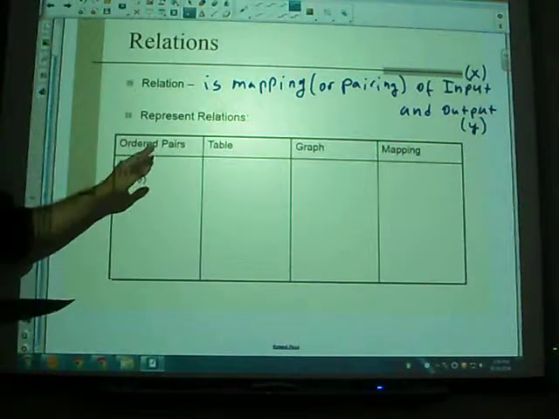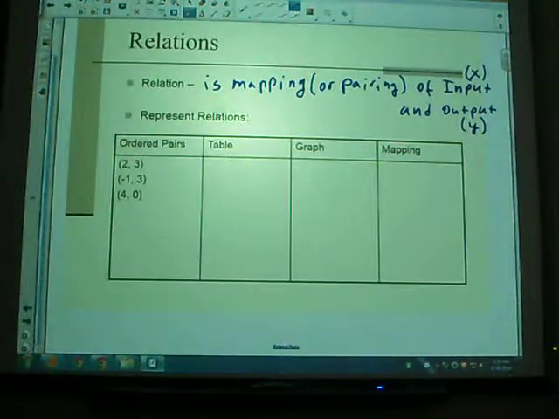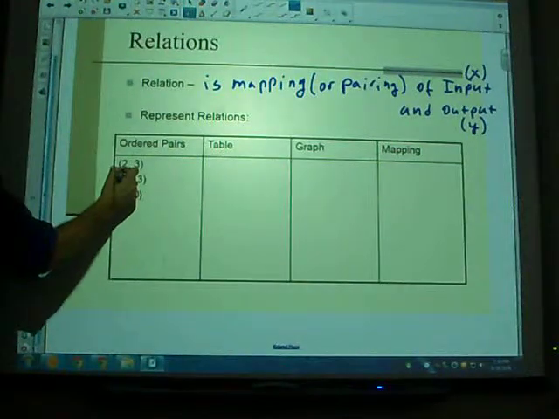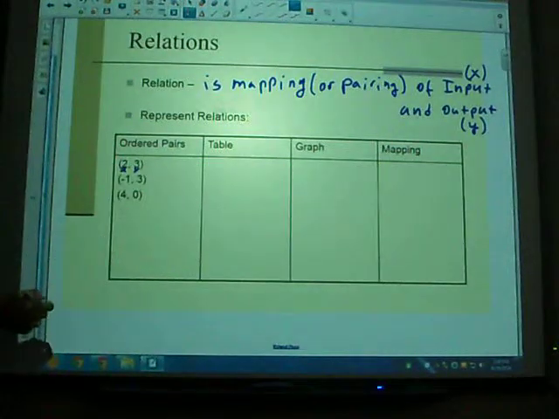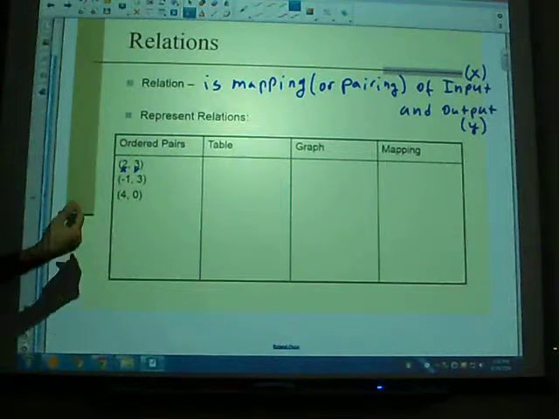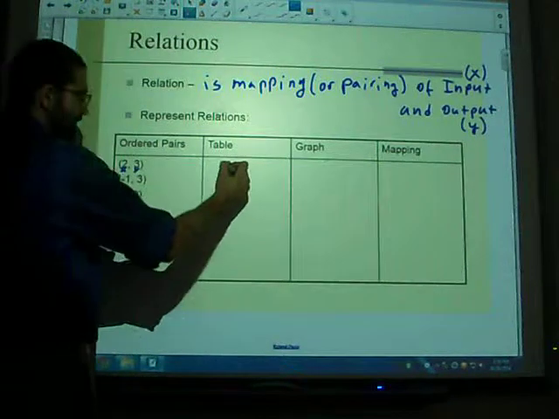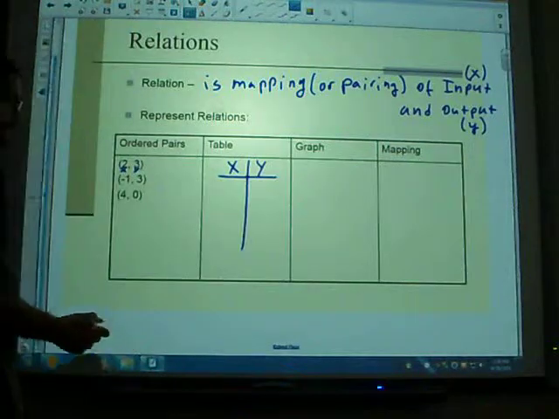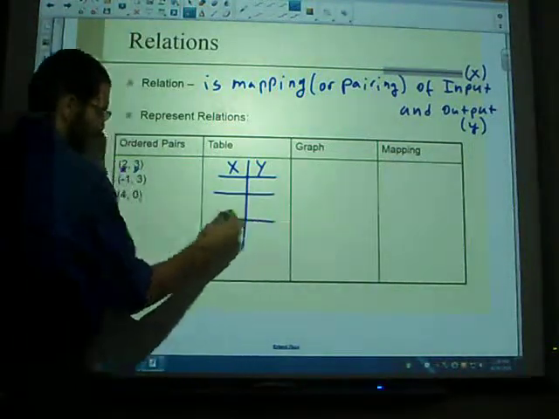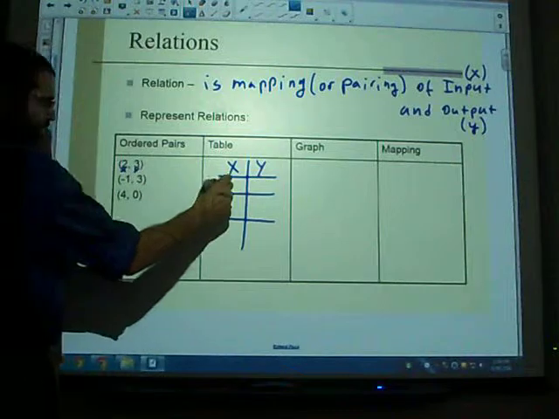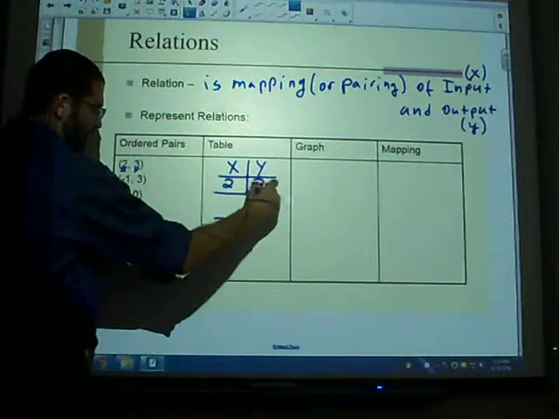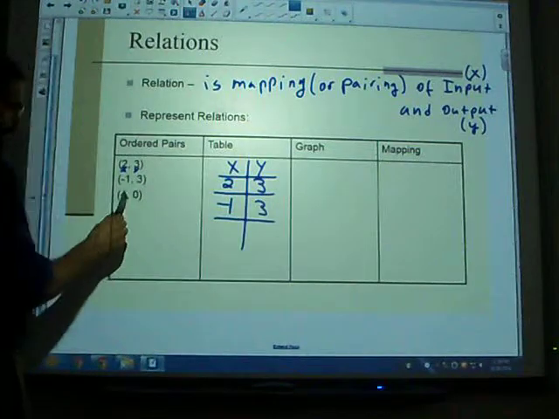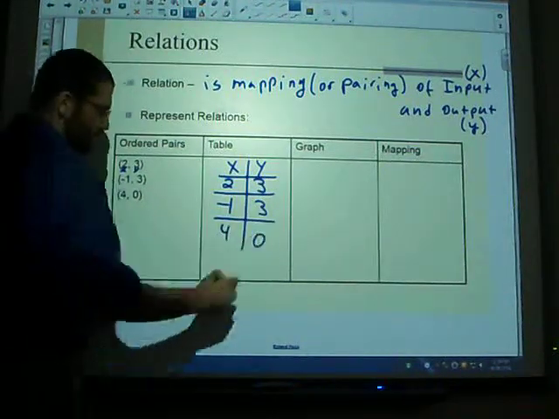Relations can be represented in four different ways. The one that we've just seen already is ordered pairs, where you have the x and the y coordinate written as a set of points. Then we can represent the same thing as a table or a t-chart. So we have these three points. Two is our x, and three is our y. Negative one is our x, and three is our y, and also four and zero.